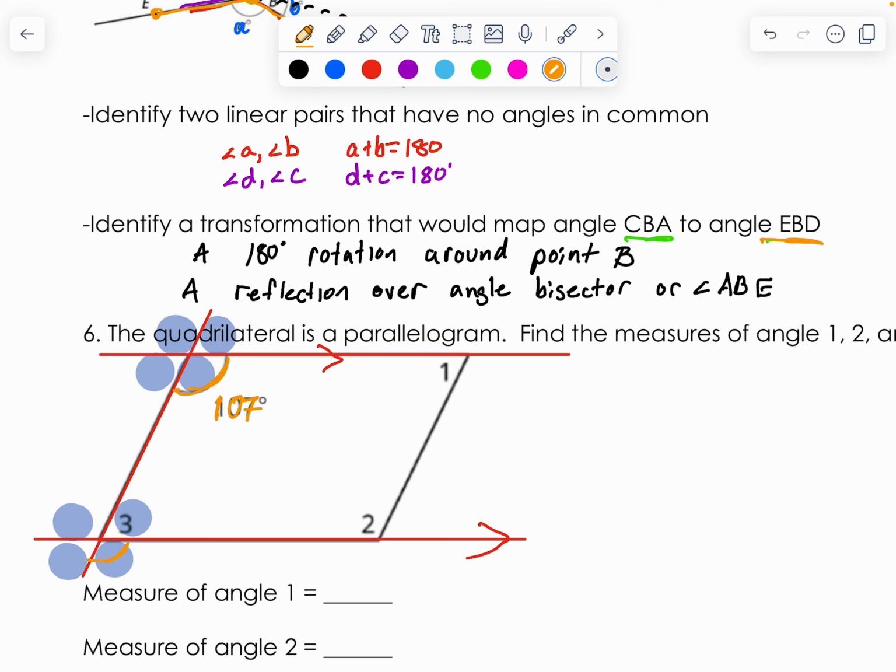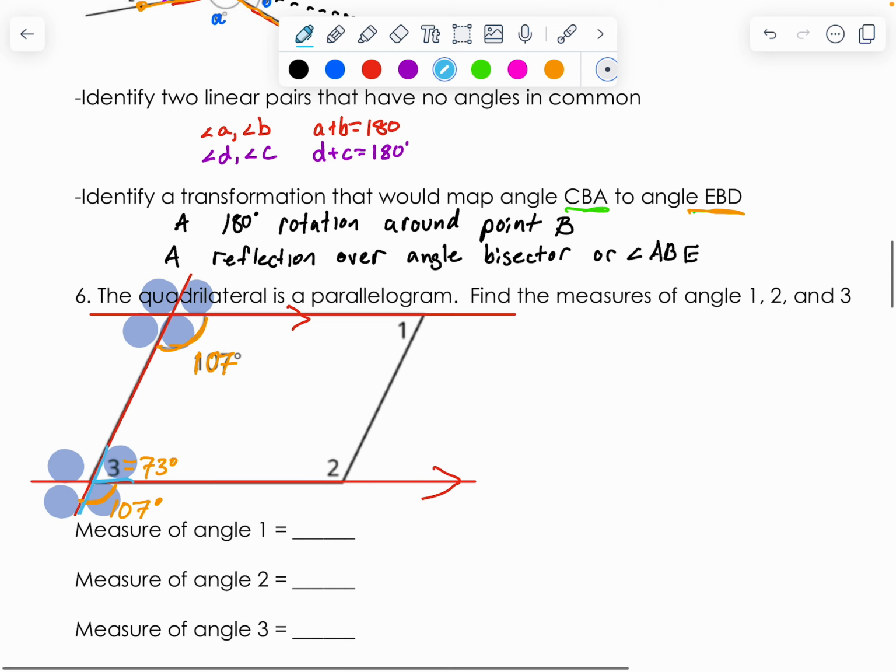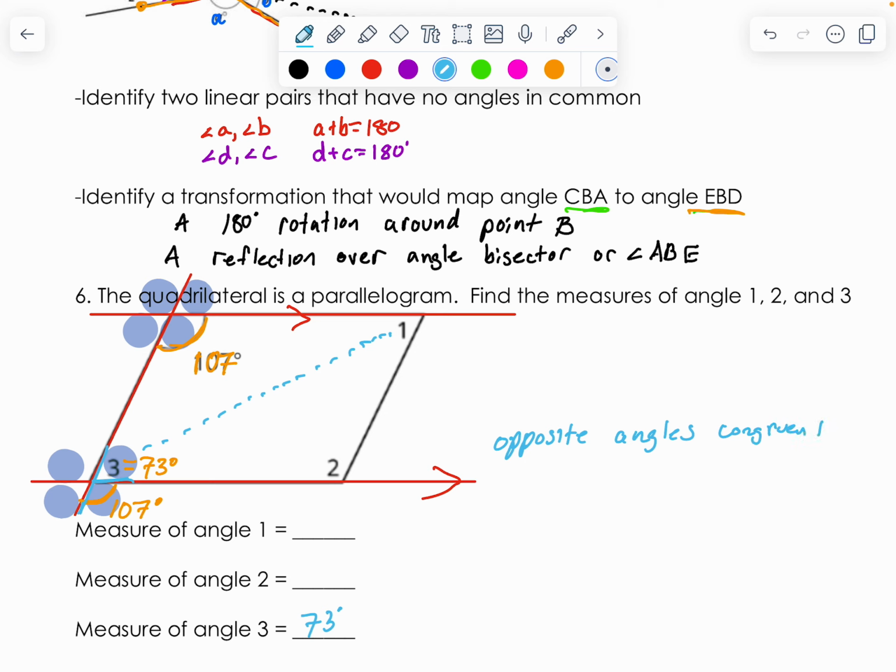There's a bunch of ways to think about it. That's a corresponding angle, which is 107 degrees. And then, boom, that would be 73 degrees because we have a linear pair going on right here. So I just happened to find angle 3 first, which would be 73 degrees. But I could do the same thing. It's a parallelogram, and what we're going to learn, and we can practice very much in depth, is that opposite angles are congruent. So angle 1 would also be 73 degrees.